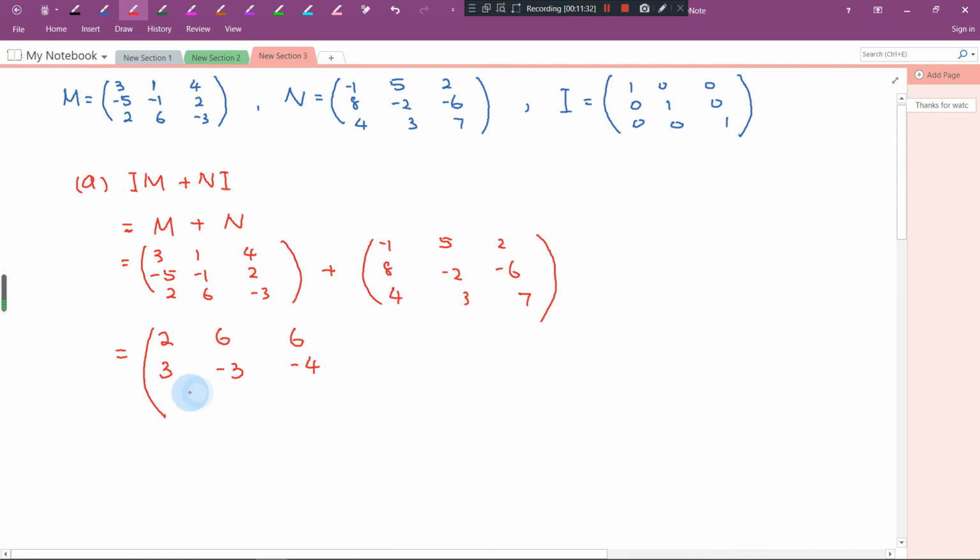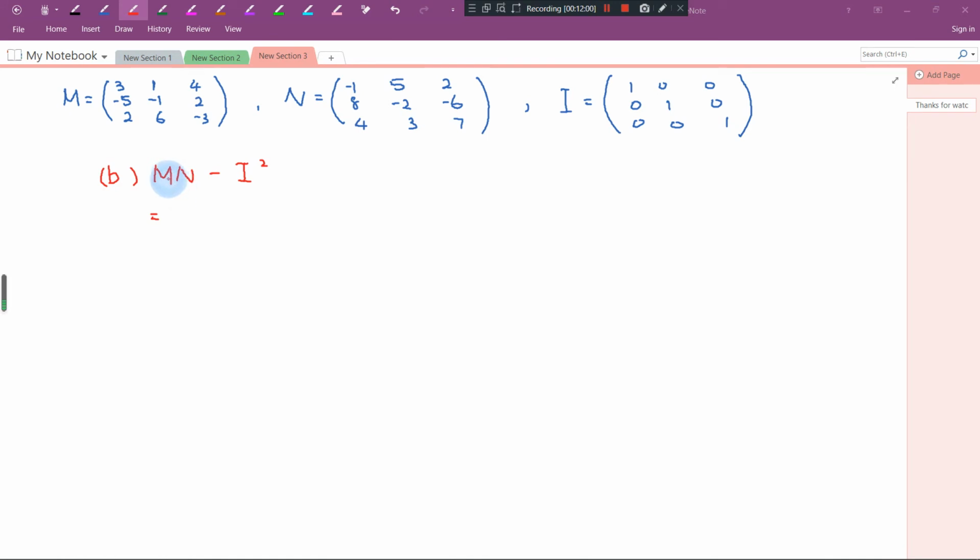2 plus 4, you will get 6. 6 plus 3, you will get 9. Negative 3 plus 7, you will get 4. Okay, let me check the answers. 2, 6, 6, 3, negative 3, negative 4, 6, 9, 4. Okay, correct. This is the answer for part A. Let's try part B.